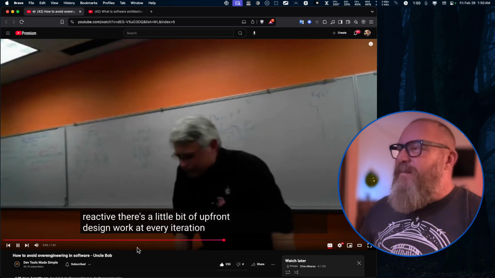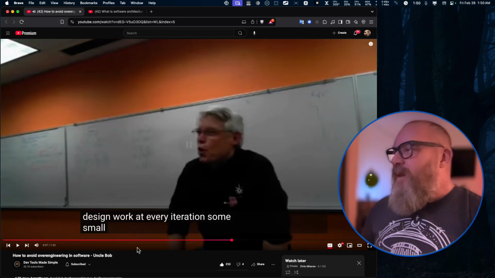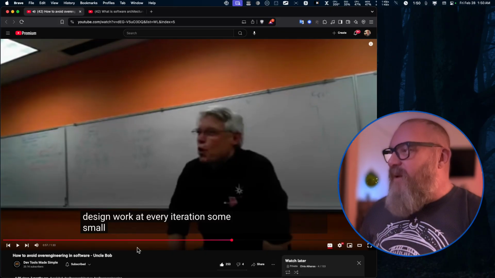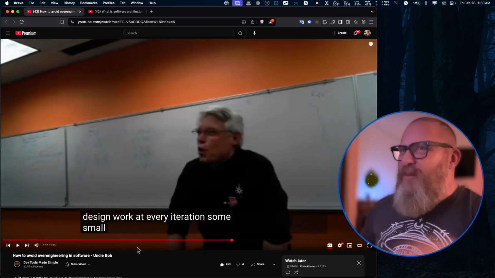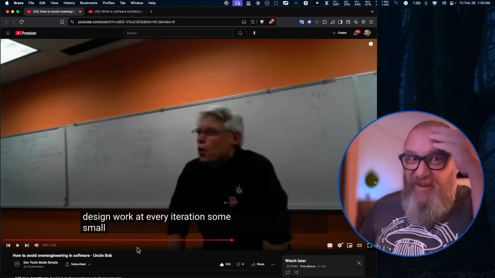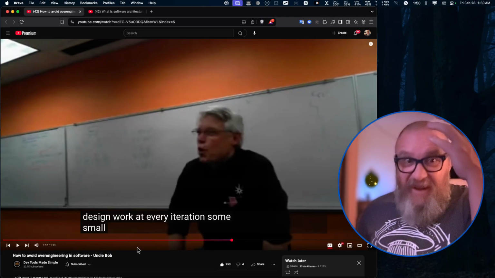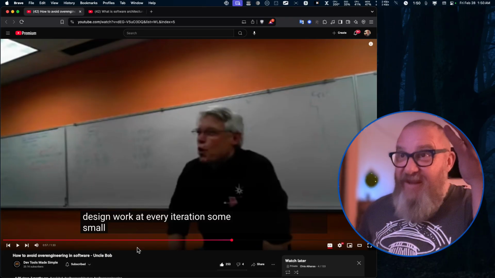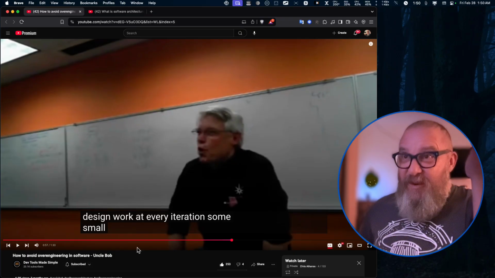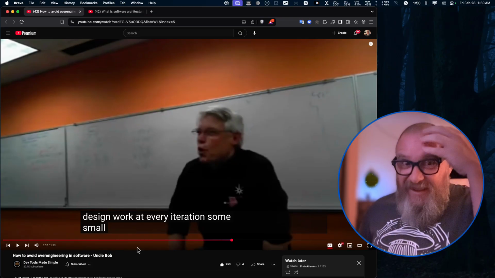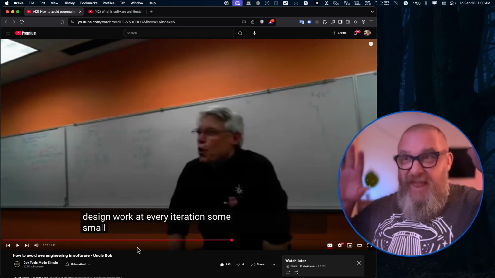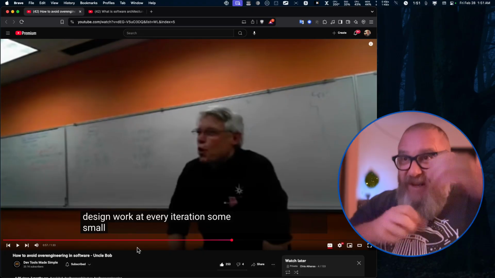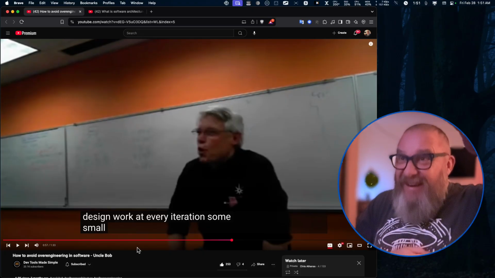Upfront design work at every iteration, some small. A little bit of design work per iteration. Yes, you have to, because you have to imagine what it's going to be doing. I've heard some people don't have this ability, but that's what makes us programmers, because we can imagine what the solution will be, and then we write an implementation of our imagination.